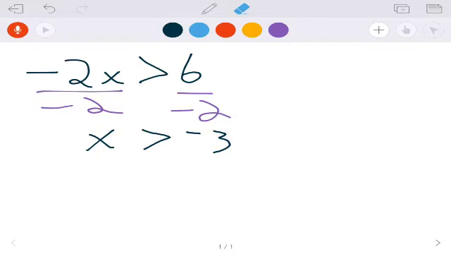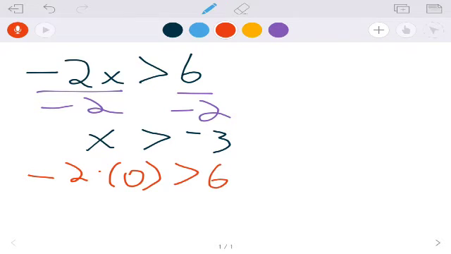All right, and so we're going to go ahead and test this. We have -2, and we're going to plug in times 0, because 0 is a number that is greater than -3, so 0, and that has to be greater than 6. You may see where this is going here, because if we take -2 and multiply it times 0, we end up with 0 is greater than 6. We know 0 is not greater than 6. Anyone would rather have $6 than $0. So clearly there's a mistake here. Well, let me show you what's going on here.